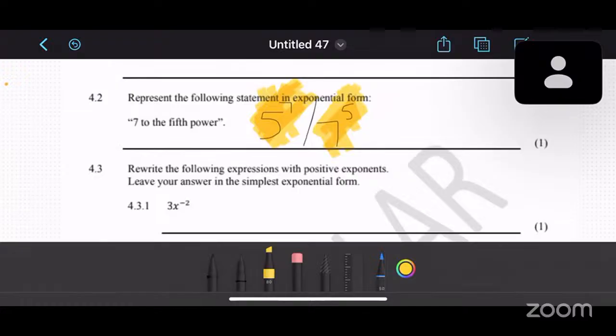Okay. Let's go to number 4.3. They say rewrite the following expression with positive exponent. Leave your answer in its simplest form. 3x to the power of negative 2. Rewrite the following expression with a positive exponent, and then leave your answer in its simplest form. What is it going to be?